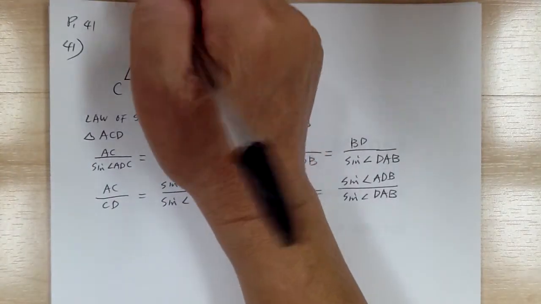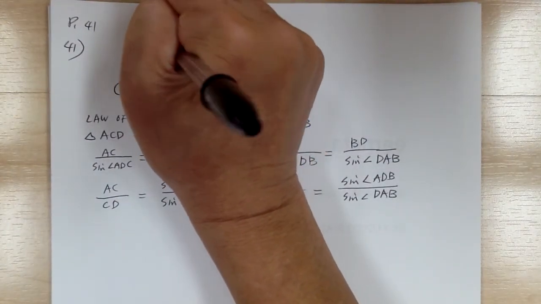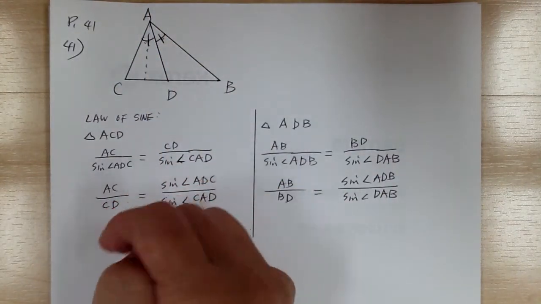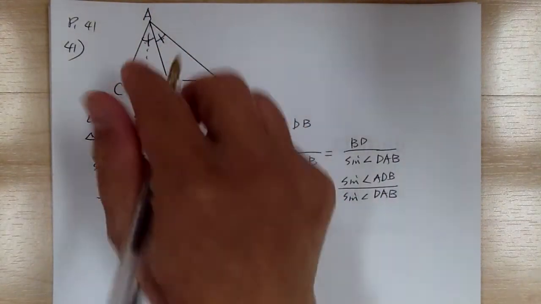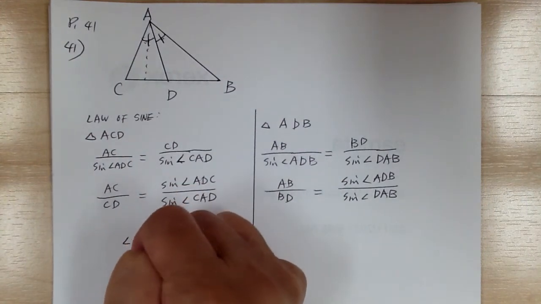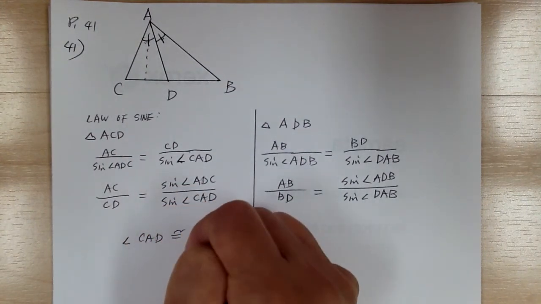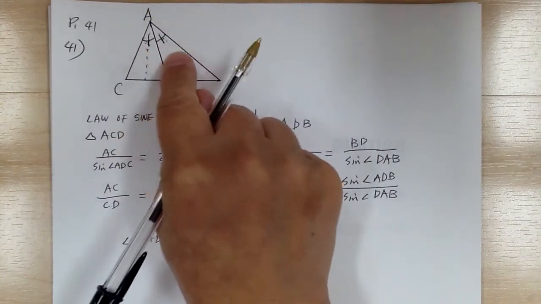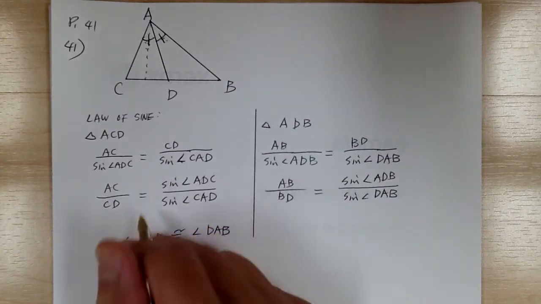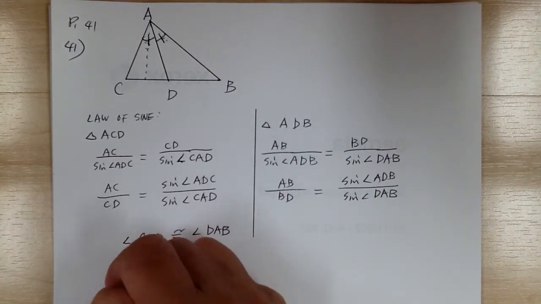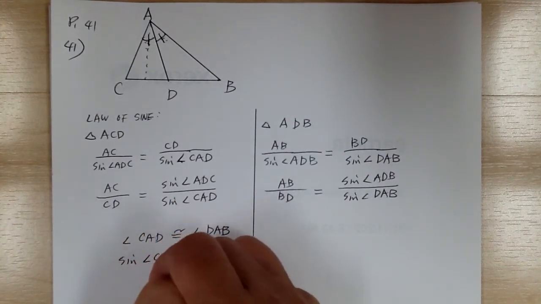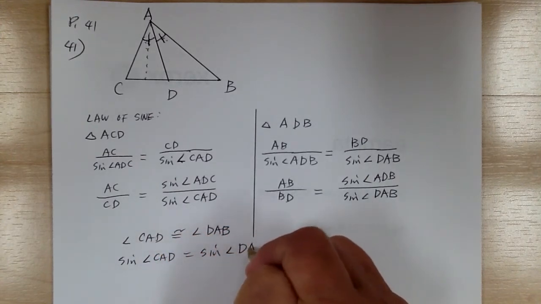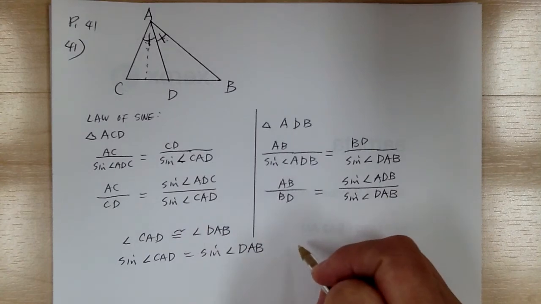Now, because of the angle bisector theorem, these two angles are congruent. Just by angle bisector, you got angle CAD is congruent to angle DAB. Right? These two angles are congruent. And if the angles are congruent, then the sines of the angles will be equal. So sine of angle CAD will equal sine of angle DAB.